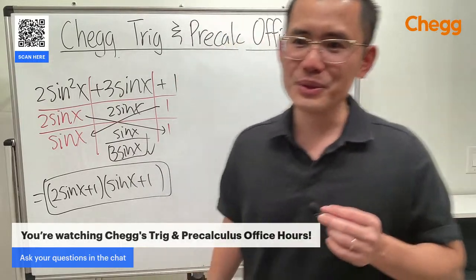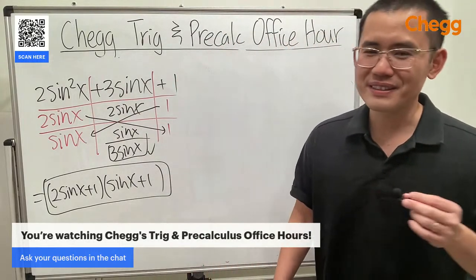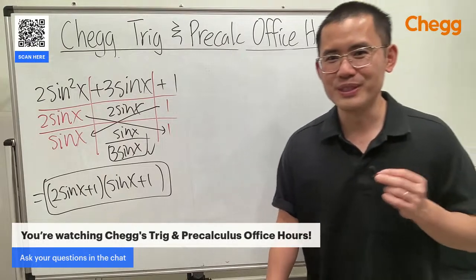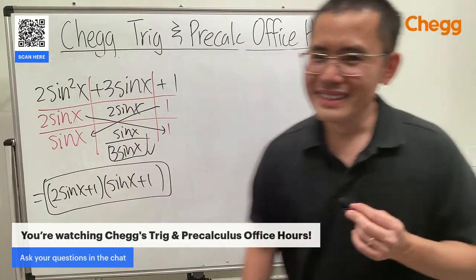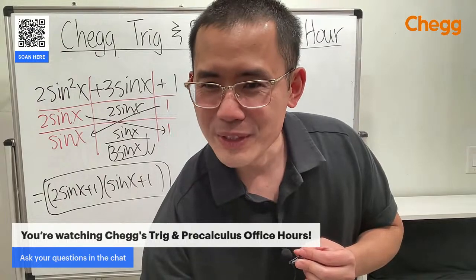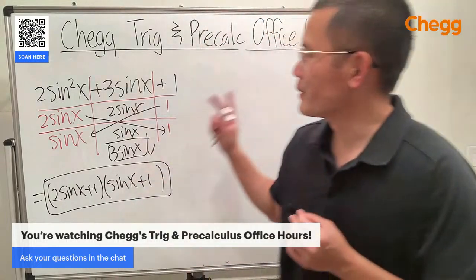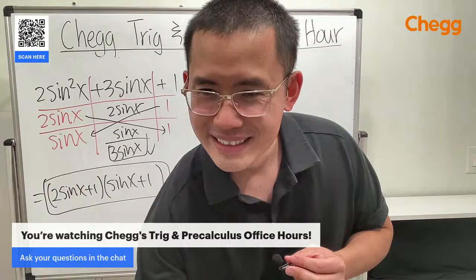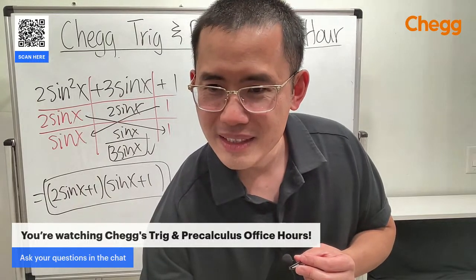Can you tell me how to do 3D geometry and factors? That's more like calculus 3, right? So yeah, we're trying to do just algebra and also trig here.